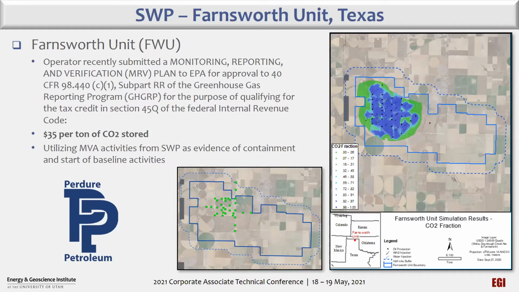Beyond the economics of enhanced oil recovery at the Farnsworth unit, the operators are becoming enticed by the 45Q tax credits. Brian again touched on this yesterday in his talk. And the current operator of the Farnsworth unit, Perdure Petroleum, is no exception. The partnership recently assisted Perdure with their EPA monitoring, reporting, and verification plan for the field. The plan included all of the MVA activities that were conducted since 2013 as evidence of CO2 storage efficacy, as well as any of the necessary baseline monitoring needed for that 45Q plan. And they are on their way to getting that $35 a ton CO2 storage credit for EOR.